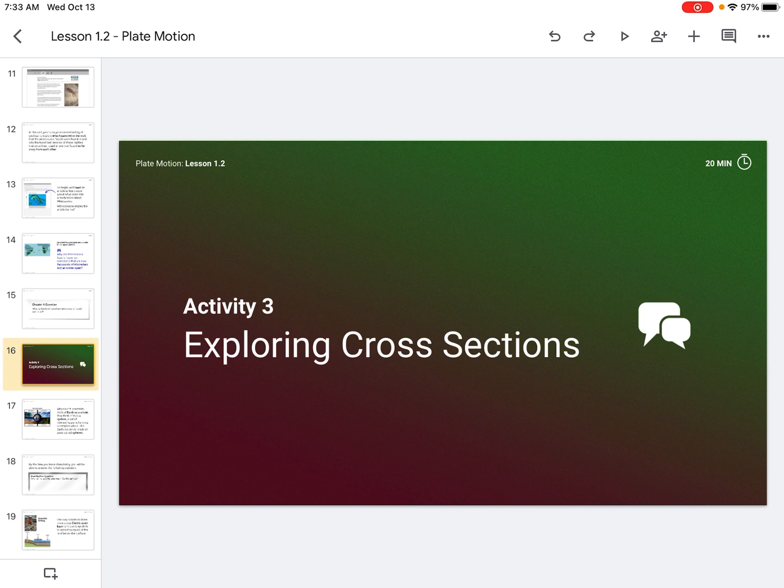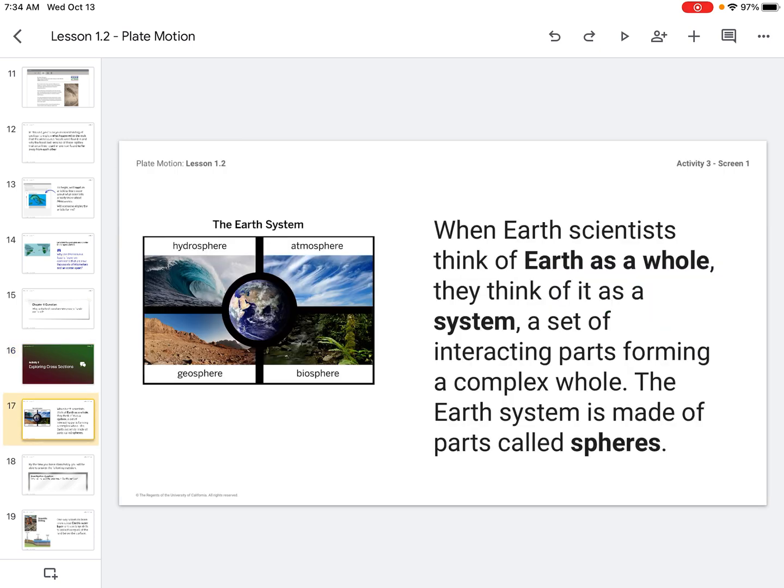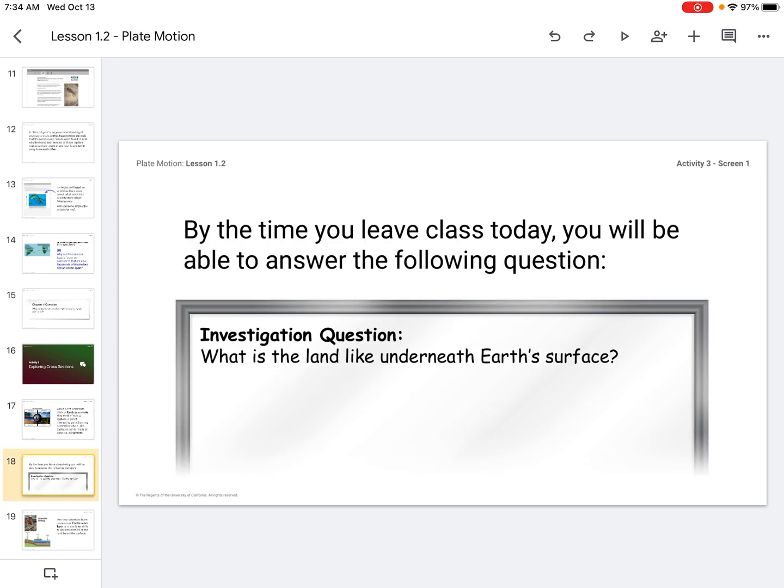And we're going to jump over to activity number 3. In order to really understand what's going on under the surface of Earth, we need to find out about something called cross sections. And remember, when scientists think of Earth as a whole, they think of it as a system. And so it's a set of interacting parts forming a complex whole. The Earth system is made of parts called spheres. And so, of course, we're looking at the geosphere. But remember, the geosphere is affected by the hydrosphere, atmosphere, and the biosphere as well. By the time you leave class today, you're going to be able to answer the following question. What is the land like underneath Earth's surface?